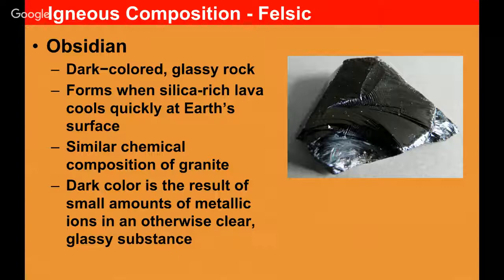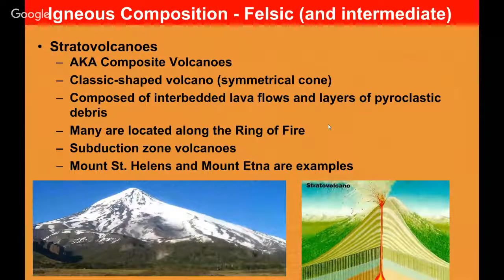And that leads us to the volcano type for felsic and intermediate rocks, which is the stratovolcano. We'll talk about these a little bit more when we talk about volcanic hazards, but these are your classic movie type volcano, also known as composite volcanoes, right? Nice symmetrical cone, and they're created from these interbedded lava flows and eruptions. And Mount St. Helens is a prime example since it erupted recently in 1980.